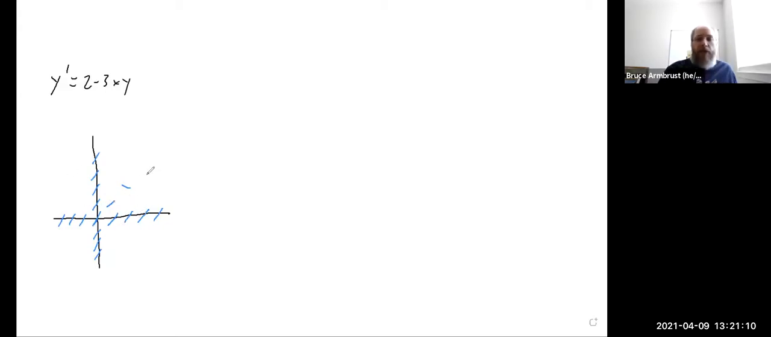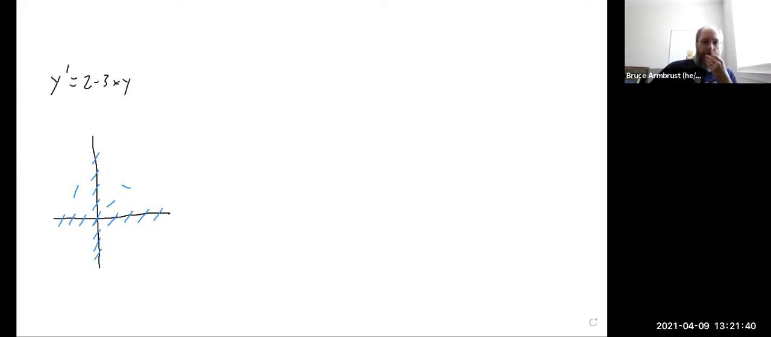And we could continue doing this for all kinds of different numbers. If I go x is -1 and y is +1, then I'm going to get 2 plus 3, which is 5. So that's actually quite steep. And I just keep doing this until it starts giving me a picture that kind of makes sense to me. Now, I'm way too lazy to do this. So here's what we're going to do.